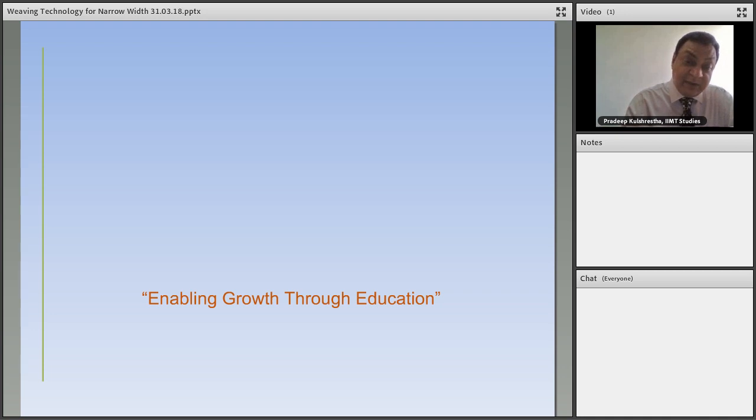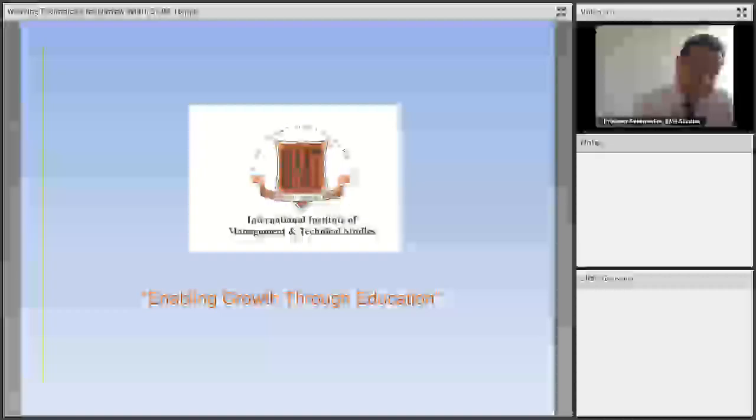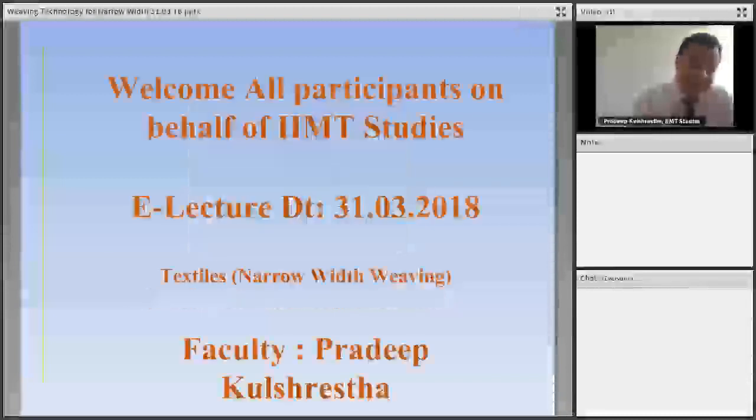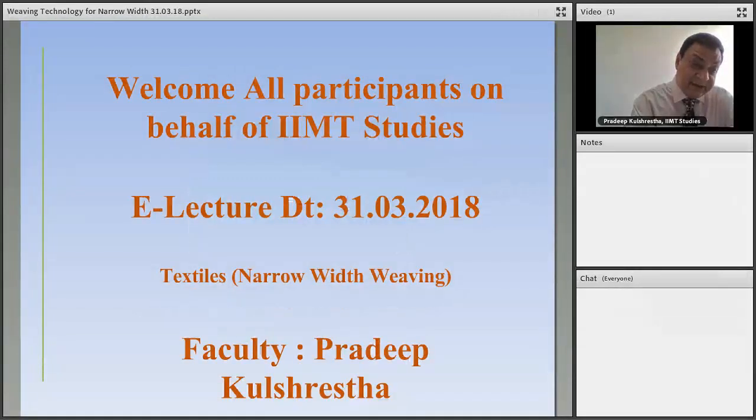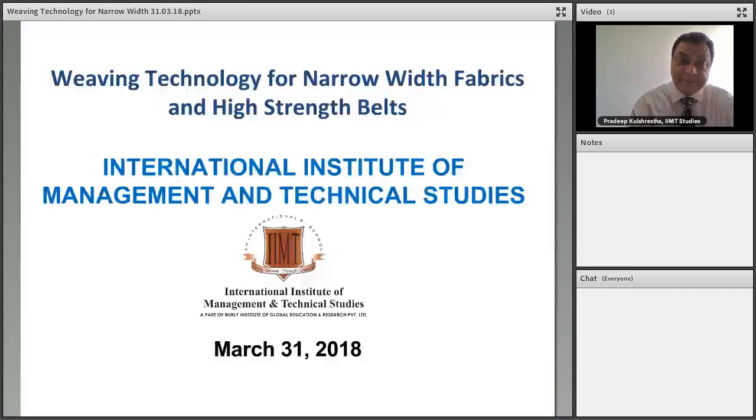Now, technology of narrow width weaving fabrics is a very unique type but very important commercially. The title of this lecture is Weaving Technology for Narrow Width Fabric and High Strength Belt. Belt is also one kind of woven fabric.